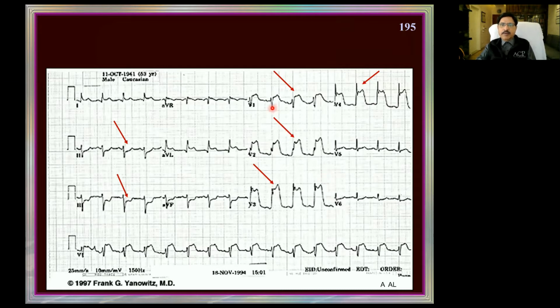Again, V1, V2, V3, V4. Typical acute anterior. Not much with the lateral wall here. A little bit of aVL is also seen. ST elevation is also mildly there, but not much. This is also mostly anterior, with little extension to the lateral.